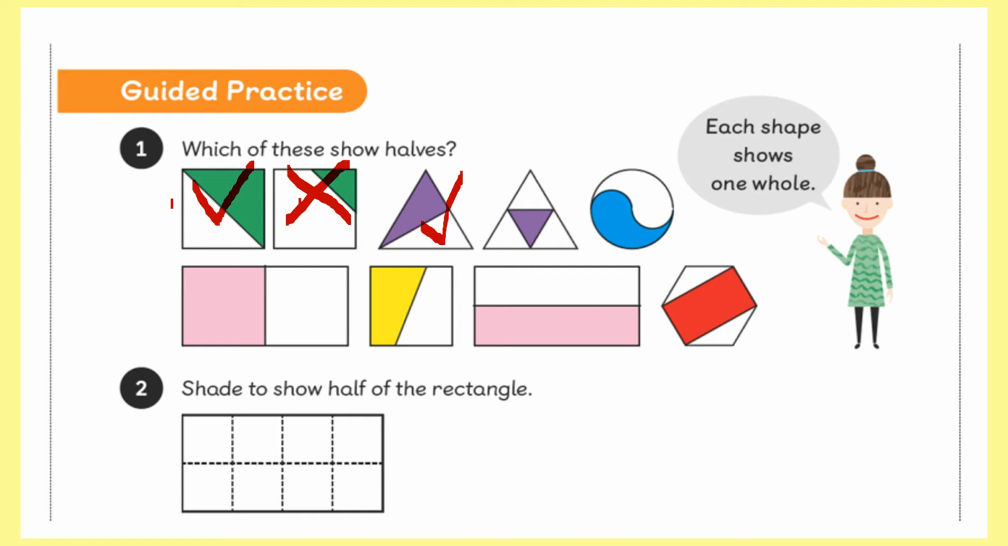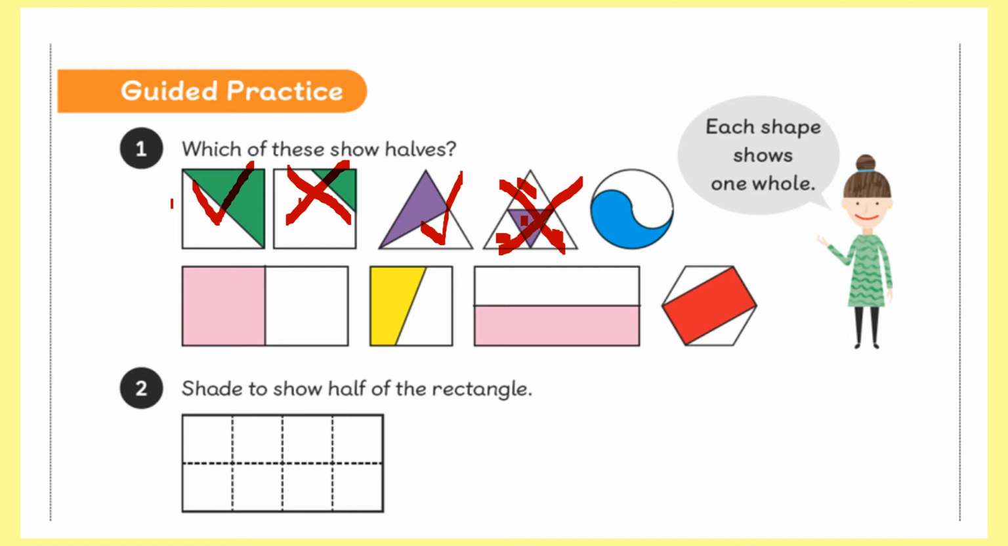What about this one over here, though? Has this been cut into halves, 2 equal halves? No. How many parts are there? 1, 2, 3, 4. It's been cut into fourths. We call that quarters. So that's not been cut into halves.